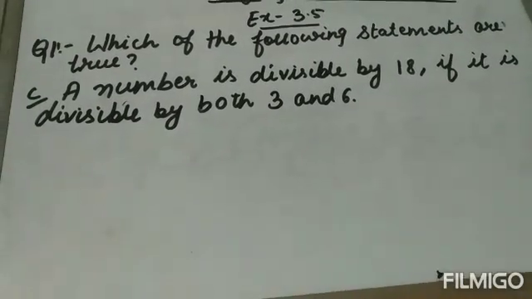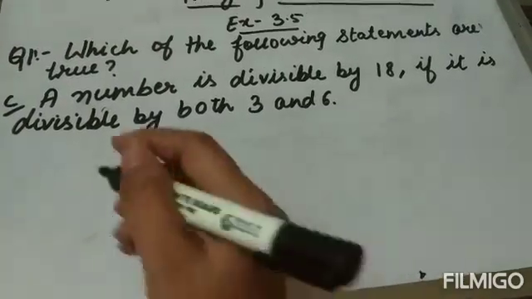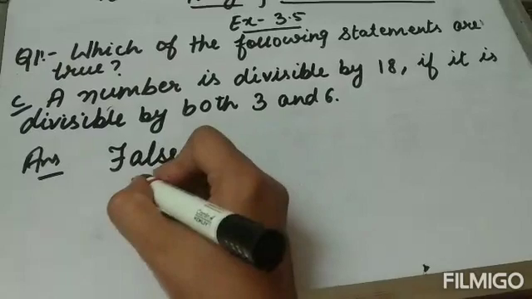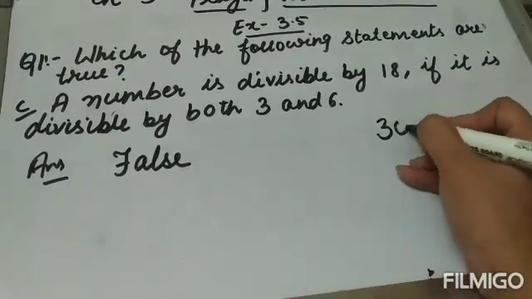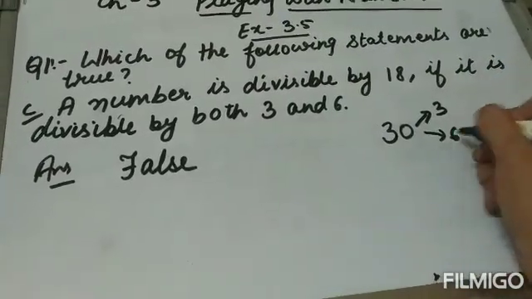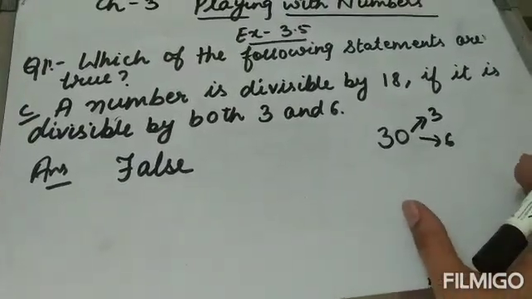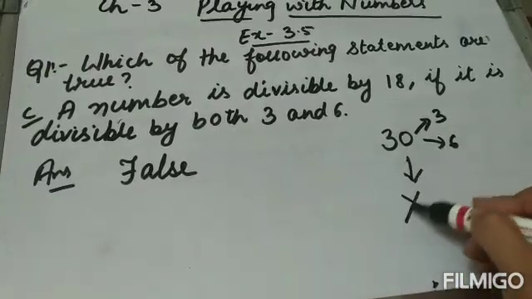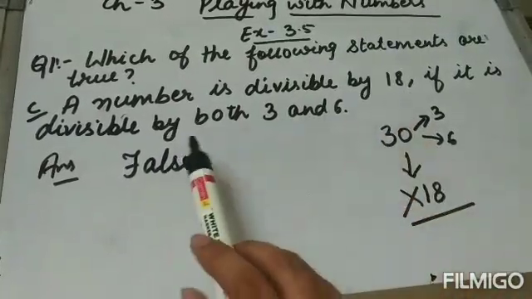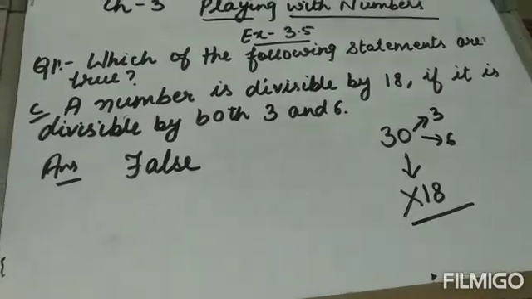C part is: a number is divisible by 18 if it is divisible by both 3 and 6. This statement is false. Why false? I explain to you with an example. See, I am having a number 30. 30 is divisible by 3 and it is divisible by 6 also. Okay, 30 is divisible by 3 and 6 both, but this 30 is not divisible by 18. So a number is divisible by 18 if it is divisible by both 3 and 6. This statement is totally false. Okay, this statement is false.